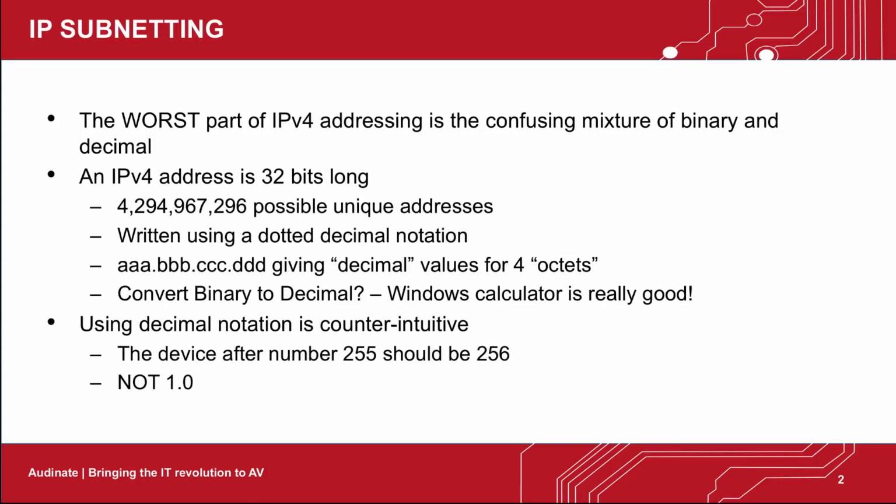So, for example, the device number after 255 should be 256, not 1.0. In a decimal world, we'll count 253, 254, 255, 256, 257, 258, and so on, not 254, 255, 1.0, 1.1. That would be kind of strange.